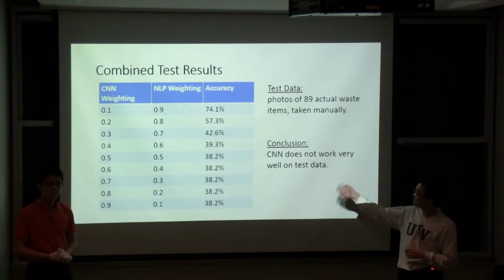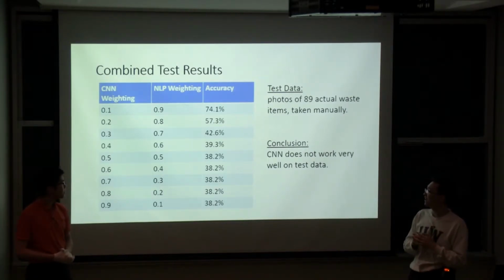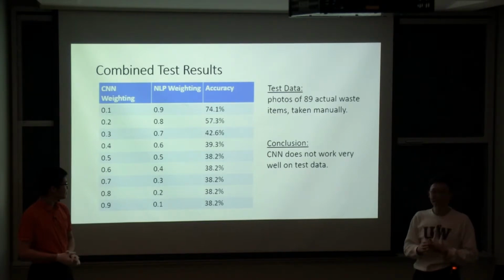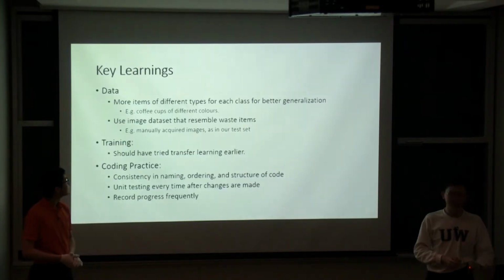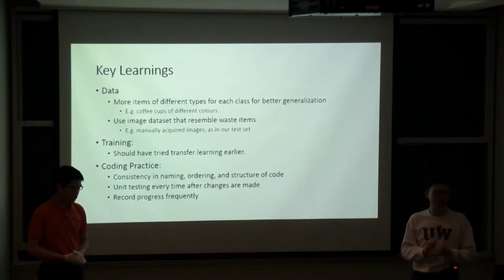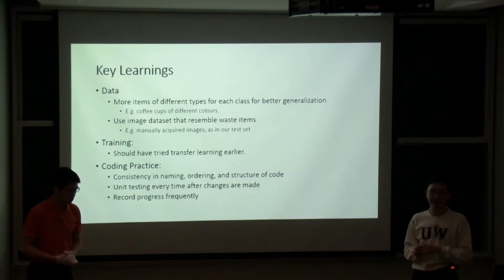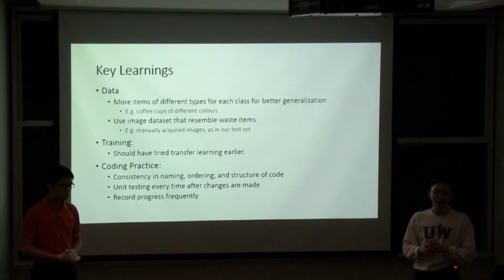And as you can see from this table, as you increase the weighting on the image classifier, the overall accuracy decreases. So that tells us our CNN does not generalize onto the test data. And we think the main reason for this is because in our test data, there were pictures that were not present in the training data, such as coffee cups of a different color.